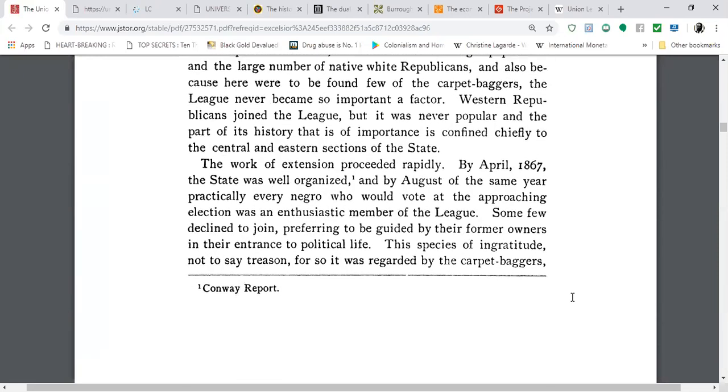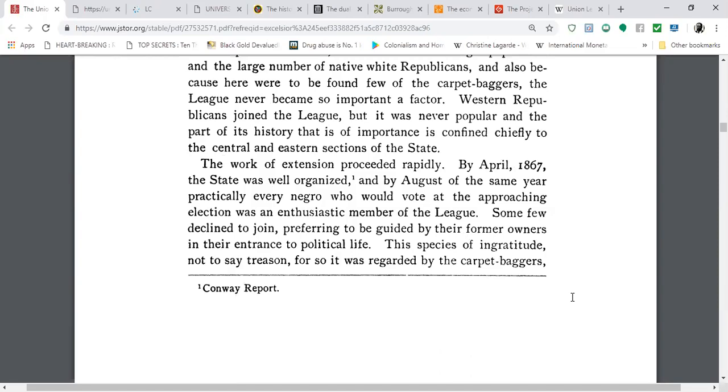The work of the extensions proceeded rapidly. By April 1867, the state was well organized. By August of the same year, practically every Negro who would vote at the approaching election was an enthusiastic member of the League. Some few declined to join, preferring to be guided by their former owners and an interest in the political life.